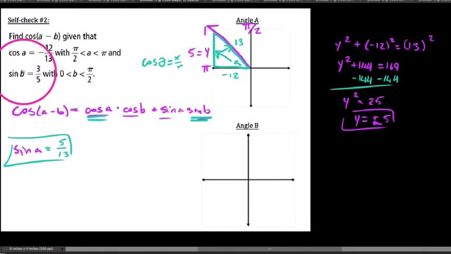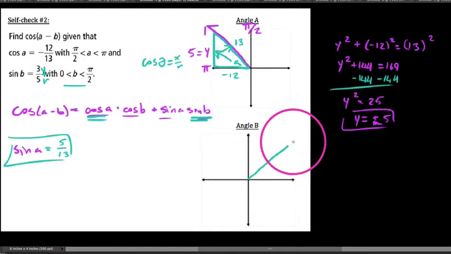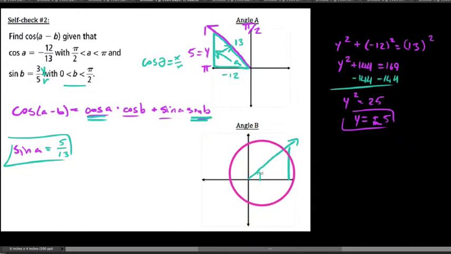We were told that sine of B is 3 over 5. So we have y over r here, which is 3 over 5. We have two sides of this right triangle for angle B, and B terminates in the first quadrant. So I'm going to draw on this angle that terminates in the first quadrant. I'm going to drop down this altitude, and say, hey, this is angle B right here. What we're told is that when we take the sine of B, which is y over r, opposite over hypotenuse, we get 3 over 5.